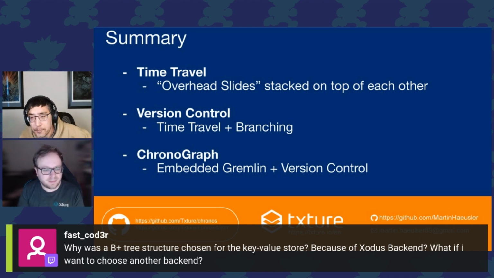Yeah. Okay. So basically, you're not constrained at all to B+ trees. You can use prefix trees. You can use whatever. Feel free to give it a shot and implement your backend.